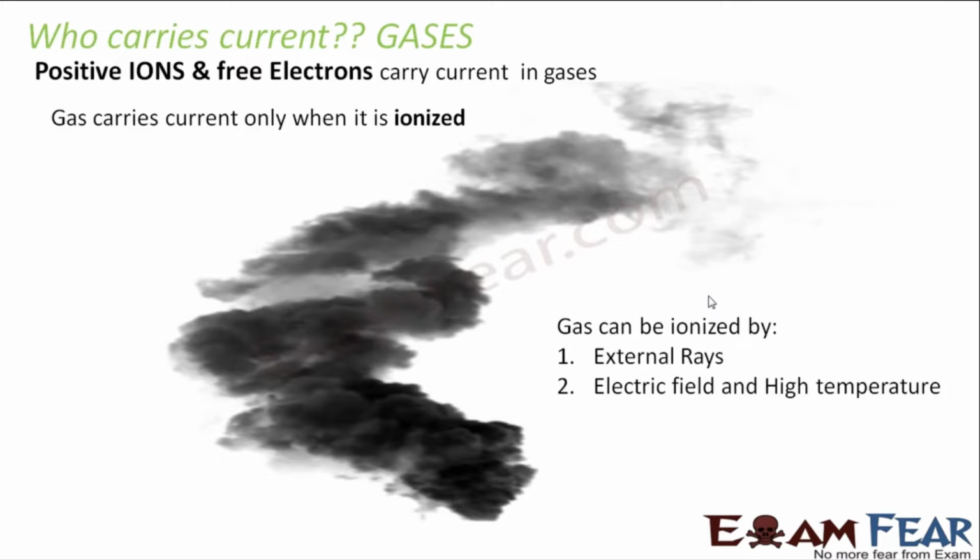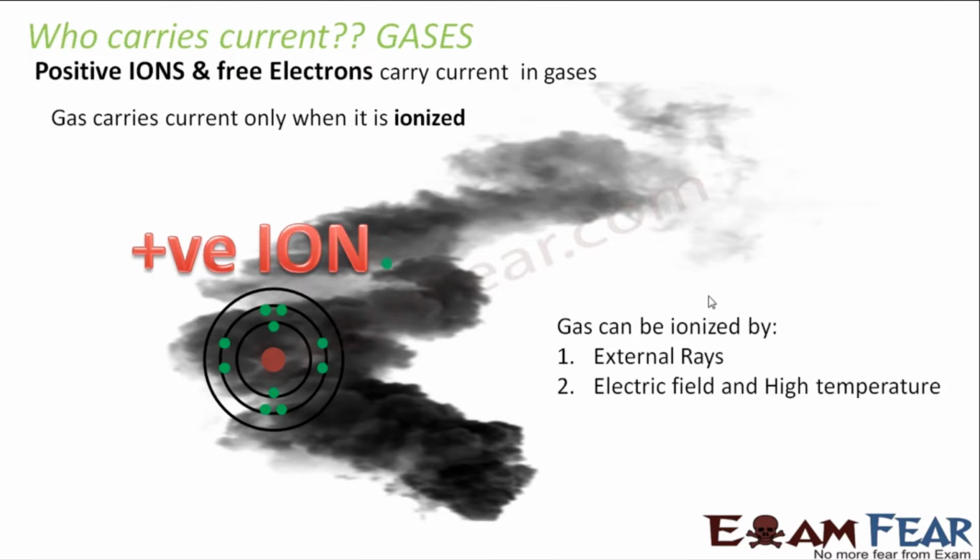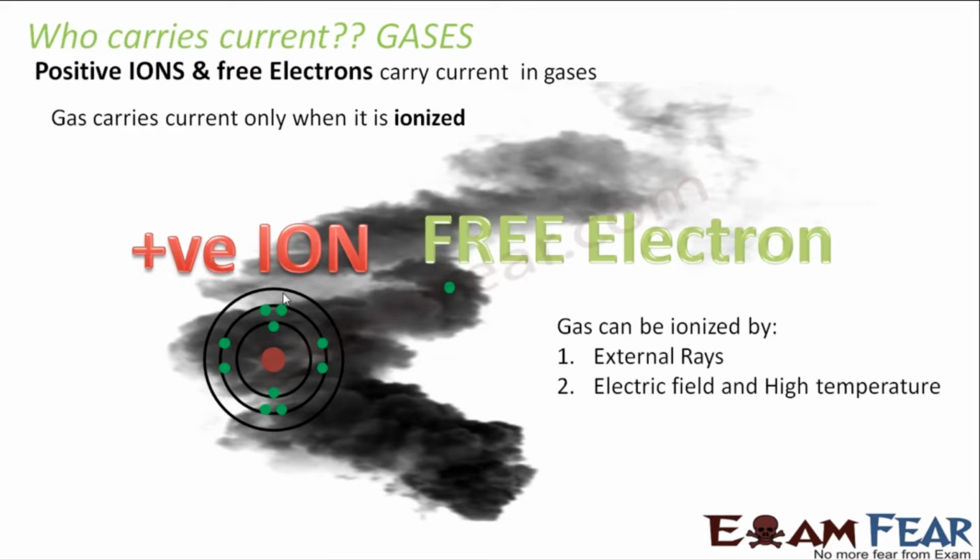See, I am telling all these things just for your information, because when you are studying this chapter on electric current, you should know all these things. So in case of gas, what happens? Let us suppose you take some molecule which has one electron in its outermost shell. When it is ionized, what happens? This electron is lost. When this atom lost one electron, it became a positive ion, and this electron which is lost then acts as a free electron. So this free electron and this positive ion carry current in gases.